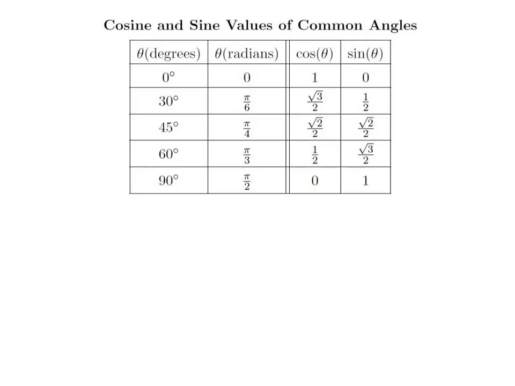This is a list of the common cosine and sine values, the 0, 30, 45, 60, 90 degrees, also in radians. There are a lot of patterns to help memorize this, and one way or the other, you want to have this stuff memorized.